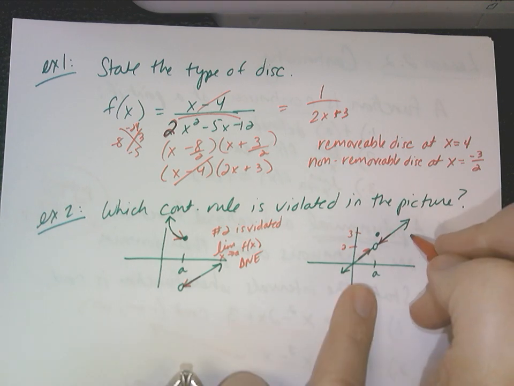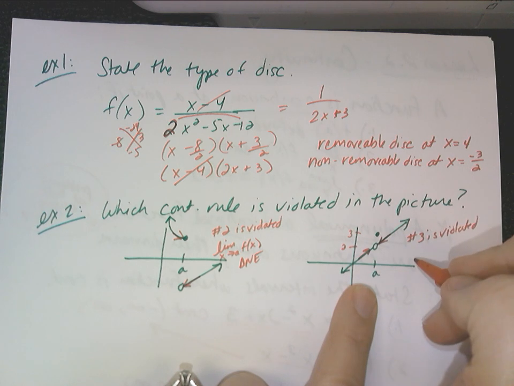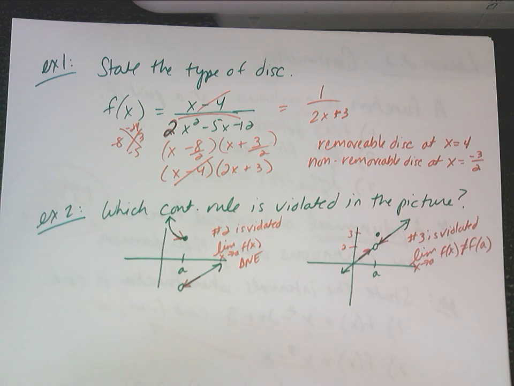So number 3 is violated, which is the limit as x approaches a of f of x does not equal f of a. Okay, this is important. You'll have a couple of questions and quizzes on that.